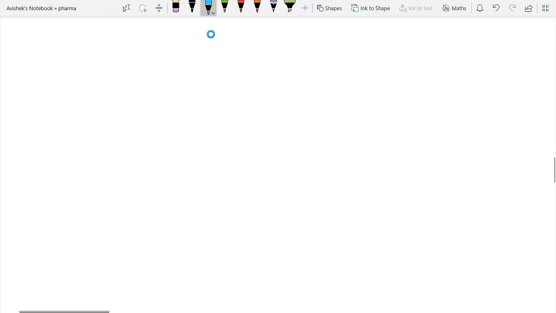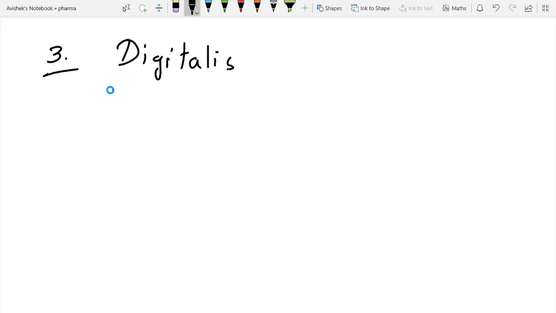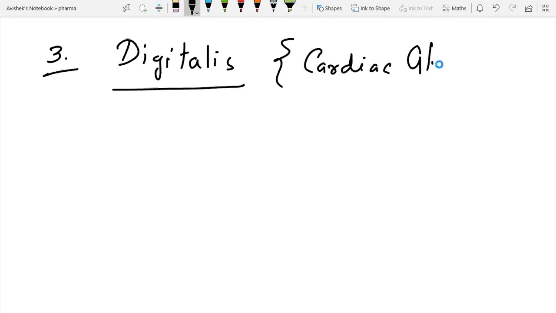Third thing, this is a very dangerous drug which is only used in ICUs: digoxin. Rather, it is a group of digitalis. What is this? This is a cardiac glycoside. What is a cardiac glycoside?